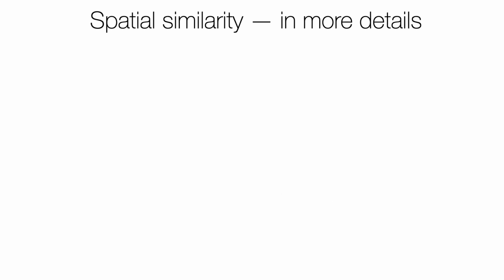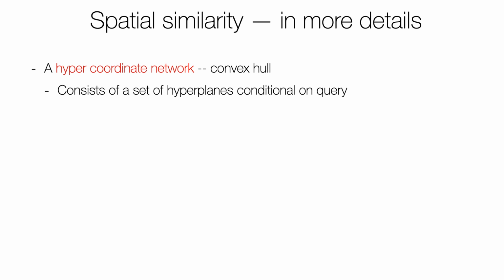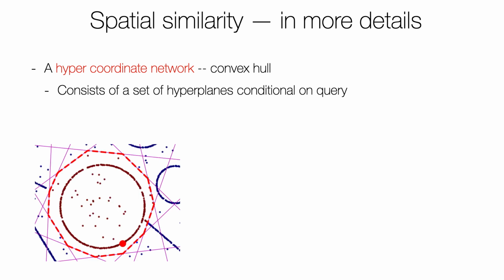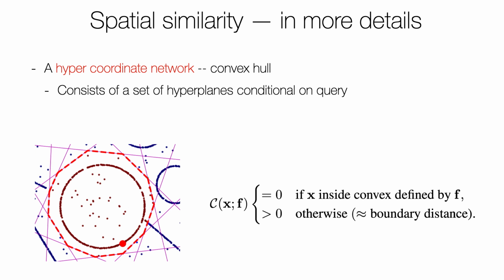We parameterize the non-isotropic kernel with a hypercoordinate network that predicts a convex hull consisting of a set of hyperplanes. These hyperplanes together partition the physical space into two parts, which are inside or outside the queried instance. For points inside the convex hull, the network outputs 0 distance, while for points outside, it gives the L2 distance relative to the nearest face in the convex hull. The hypernetwork is a small and efficient MLP, which predicts these hyperplanes from the query point's feature vector.